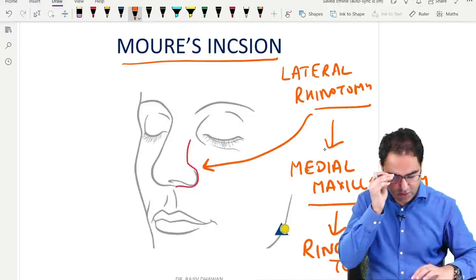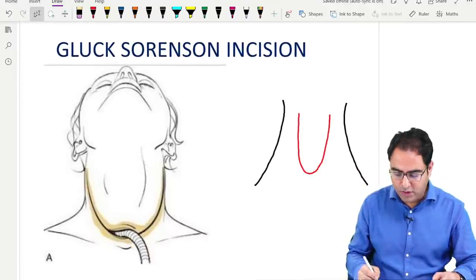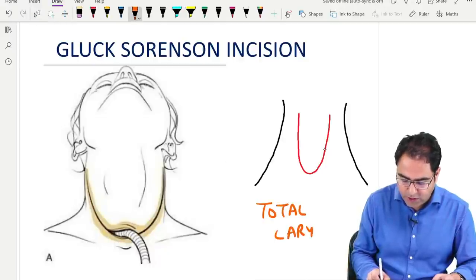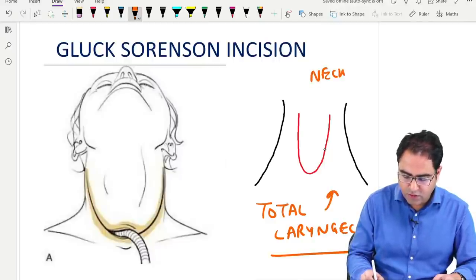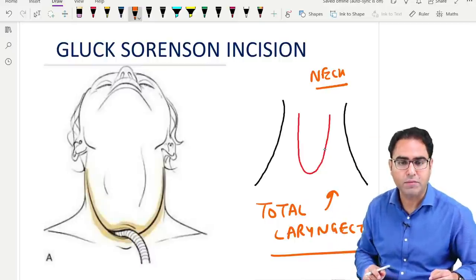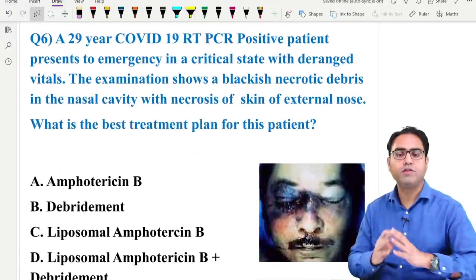Okay, now let us go to the fourth choice, Gluck-Sorensen incision. This is a U-shaped incision, used for total laryngectomy in a patient with cancer larynx. Any U-shaped incision in the neck is used for total laryngectomy. Am I clear? Fine. Let us go to the next very possible question.